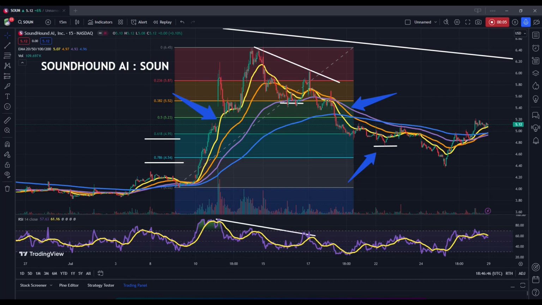We have the 15-minute price chart for SoundHound AI Incorporated, stock ticker SOUN. Here we can see that the stock has seen a moderate bounce into the close on last Friday's trading session. However, we have seen a fair amount of damage done to the overall price chart. In order to get a sense of where we currently stand, we do need to outline some important support and resistance levels so that we can identify some potential trading opportunities and strategies for the week ahead.